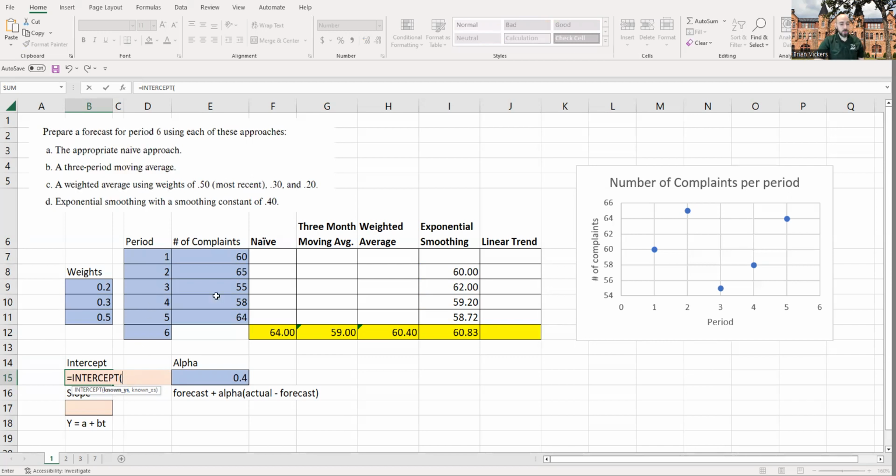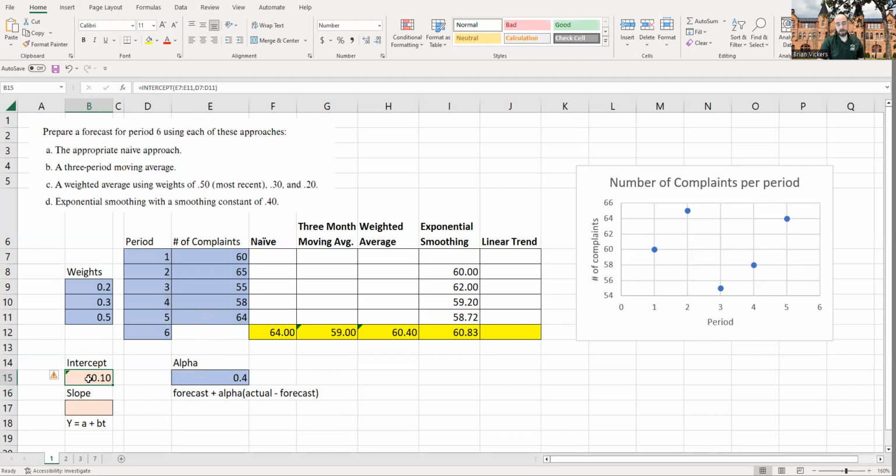And so the known Y values are the number of complaints. That's what we're trying to predict, number of complaints, comma, the known X values are the explanatory variables. So what period are we in? That was the only explanatory variable we possibly have. And then I hit enter, and then I've got my intercept.